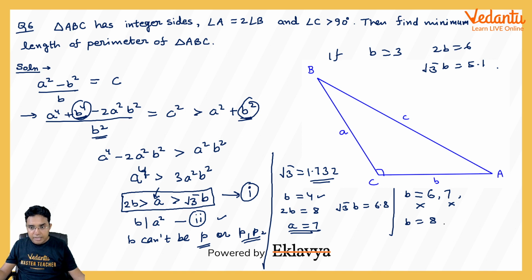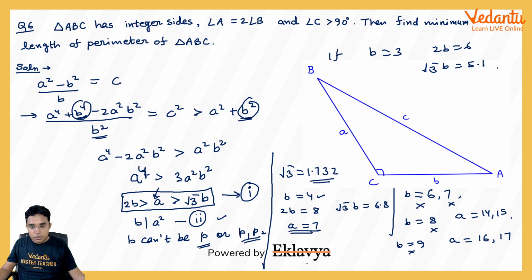If I take b as 8 and multiply 8 by 2, it will be 16, whereas root 3 into 8 is I think 13.6. So a can be 14 and 15. Two values are possible. But in this case also b doesn't divide a square, so b equal to 8 is ruled out. We can check for b equal to 9. In that case, 2b will be 18 and root 3b is 15.3. So here we can take 16 or 17. But again b does not divide a square, so this is also ruled out.